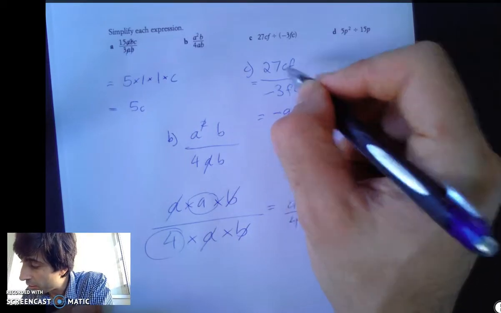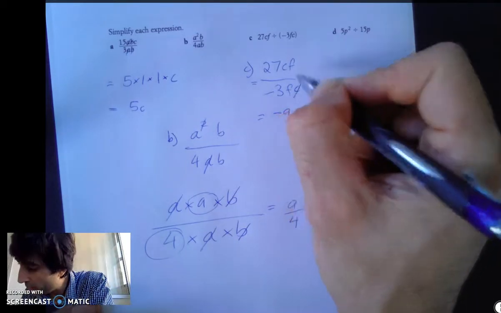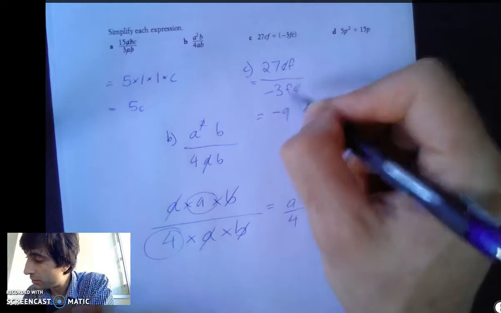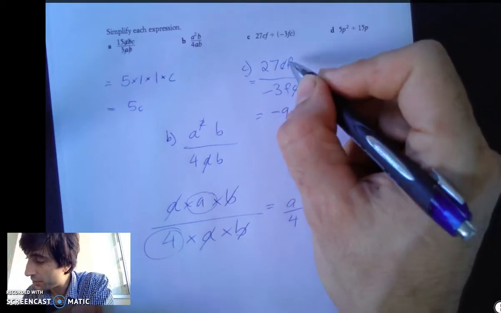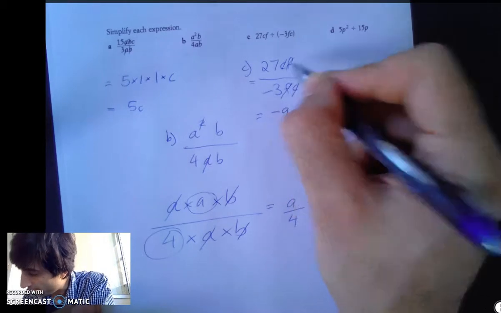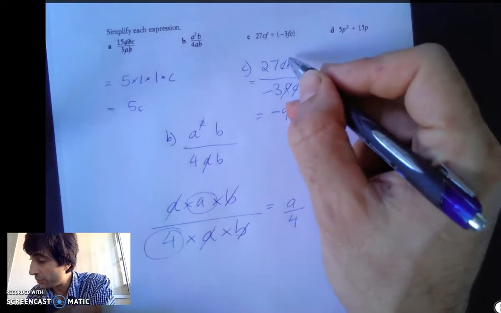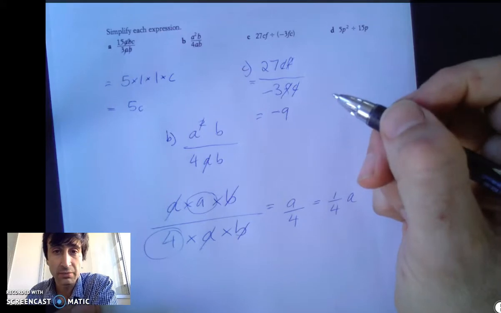There's a C on the top, there's a C on the bottom, so cross 1 off the bottom, cross 1 off the top. They're gone. There's an F on the bottom, there's an F on the top, cross 1 off the bottom, 1 off the top. So what have we got left? It's just minus 9.